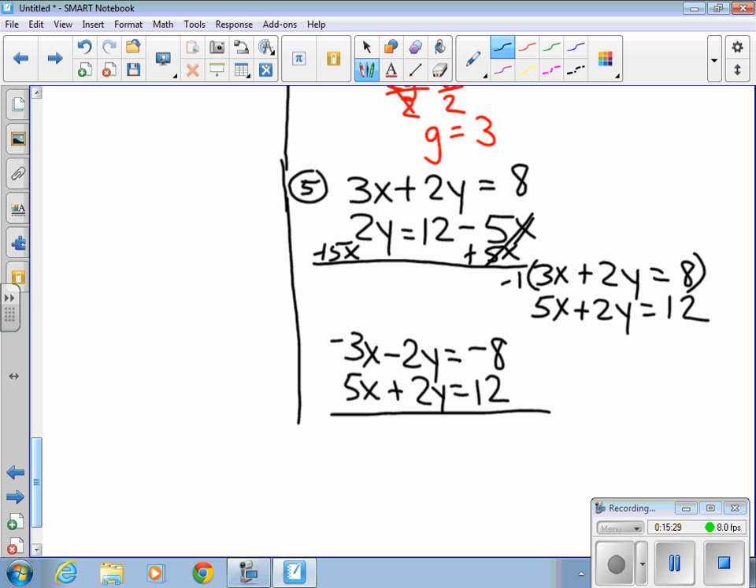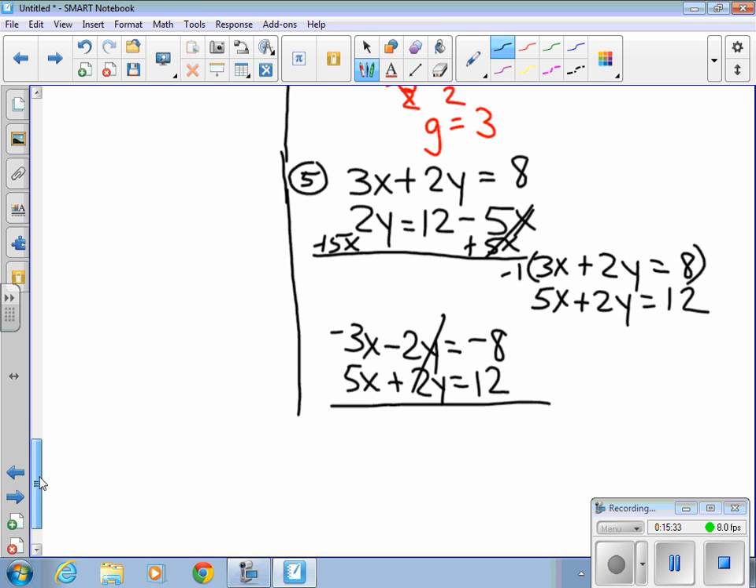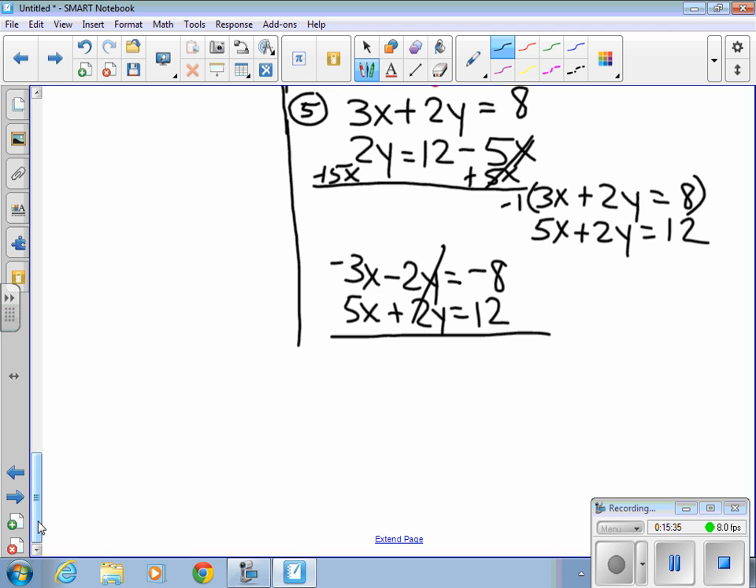Now, if you look at this, you have your y's that are ready to eliminate, and you can continue on with the regular process. -3x plus 5x is going to be 2x equals -8 plus 12 is 4. Divide by 2, and x equals 2. Okay, so now that you have your answer, half of it is going to be a 2. You want to go back and plug this in to find the other half. When you go back to plug it in, you want to go back to your original equations and put that x in as a 2.